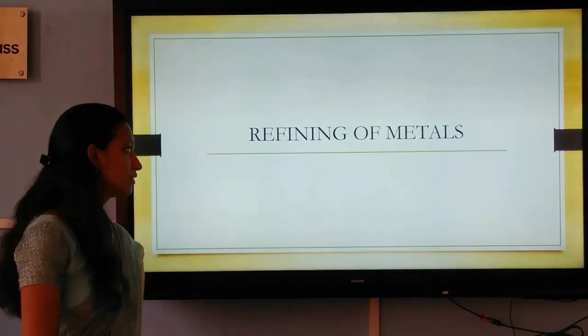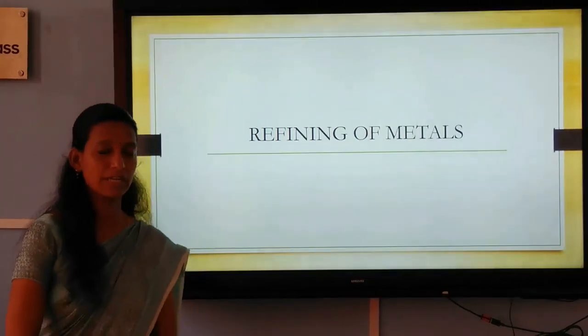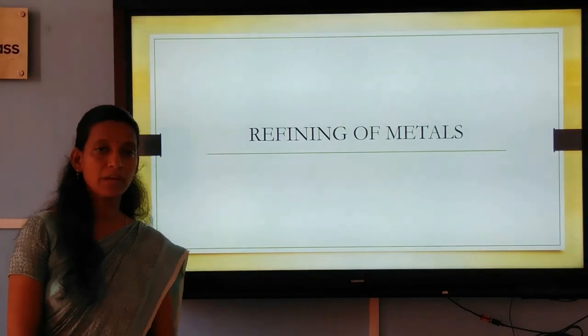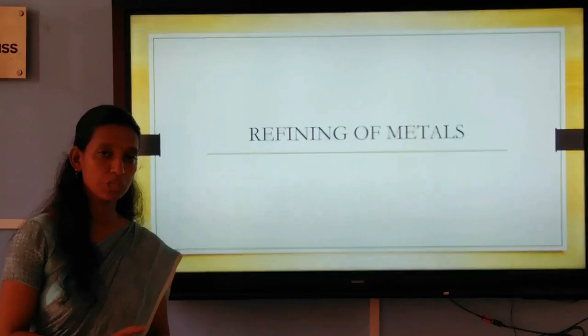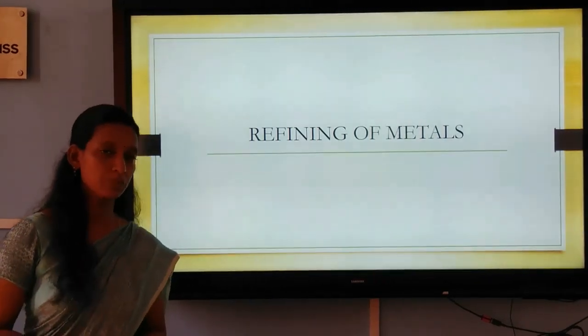The final step in the process of extraction of metal is refining. Refining can be done in a number of methods. The type of method adopted generally depends upon the nature of the metal and the nature of the impurity.